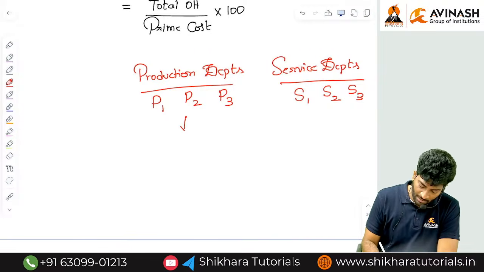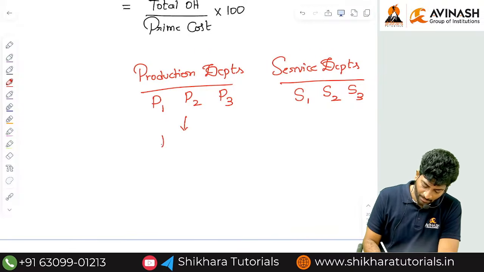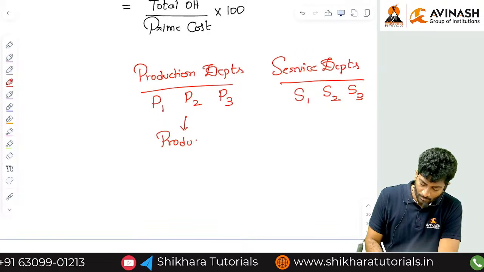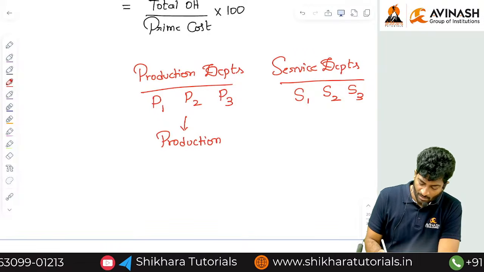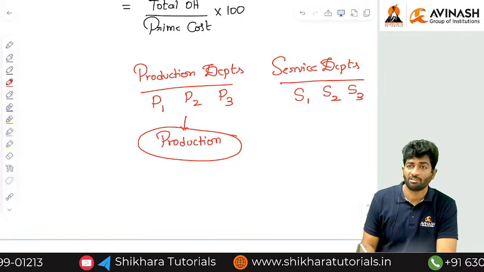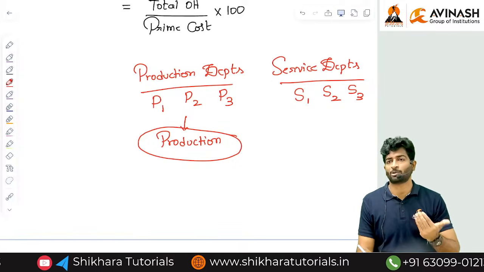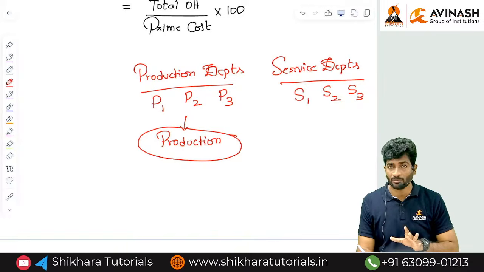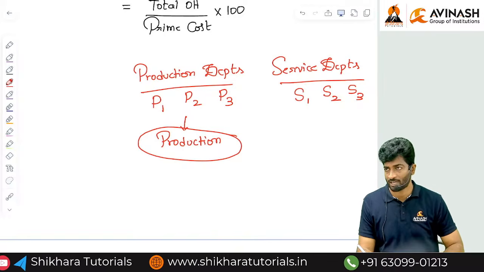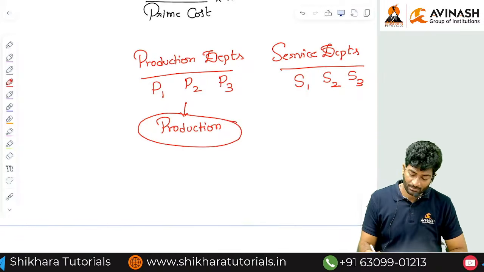Production departments, they will undergo production activity. Whereas service departments, they will not undergo production, but they will support the production departments to complete their manufacturing process, right? Name some service departments.